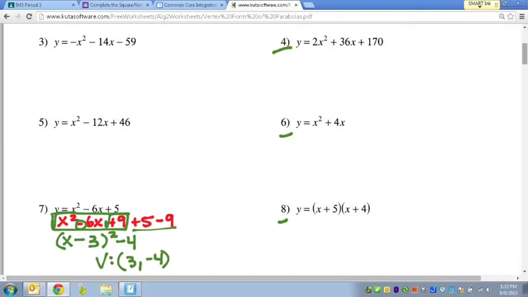So that's a warm-up to completing the square. If that was a little quick and you're like, what? I was a little lost, again, go see my other video. It will help you out immensely. All right, let's deal with number 4.